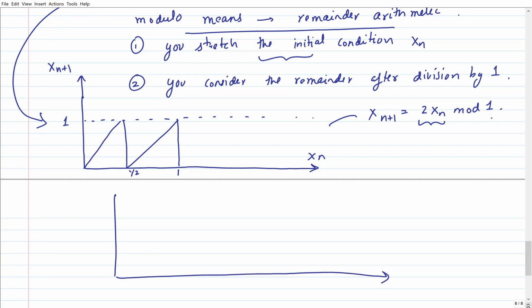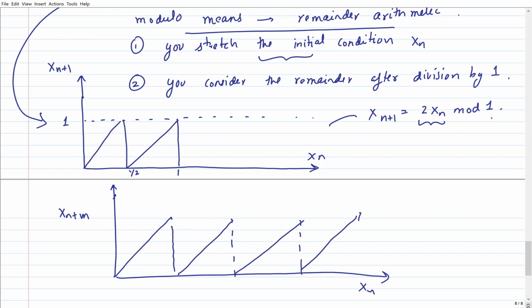Well, as usual, you'll have m bumps. So I have this guy as x_n plus m, x_n, and I have this guy as 1, and these guys occur at 2 to the power of minus m, 2 into 2 to the power of minus m, and so on and so forth.